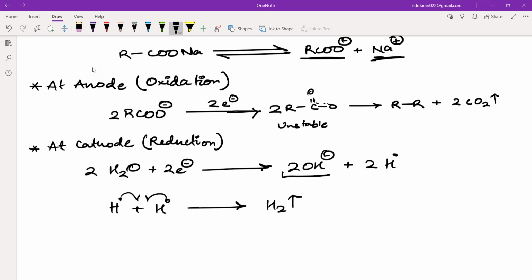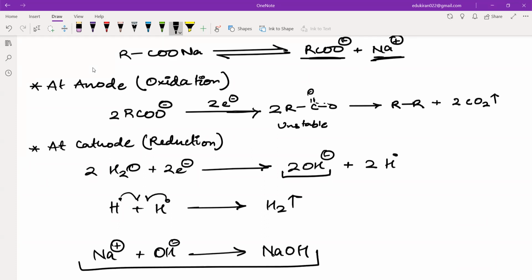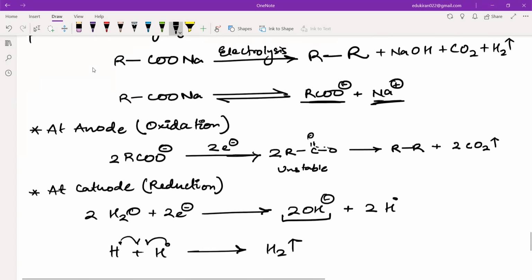Now when you have this OH negative, one more reaction can happen that is not happening in cathode, rather it is happening like this. Na positive plus OH negative will be present. That means you are going to form NaOH, right? You are going to form NaOH in the aqueous solution. Okay, so these are the reactions at anode and cathode.